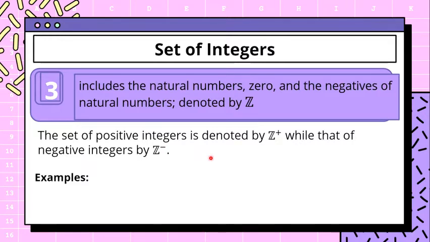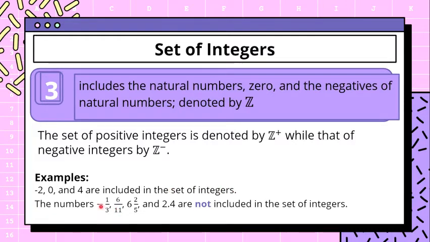So here are our examples. We have -2, 0, and 4. As you can see, we have here the negative natural number, 0, and the natural number or a positive number. Therefore, it's integers. On the other hand, we have -1/3, 6/11, 6 and 2/5, and 2.4. They are not included in the set of integers. So again, for the set of integers, it's only the negative, 0, and the positive natural numbers.